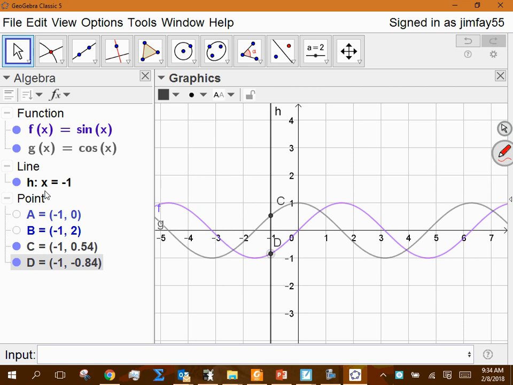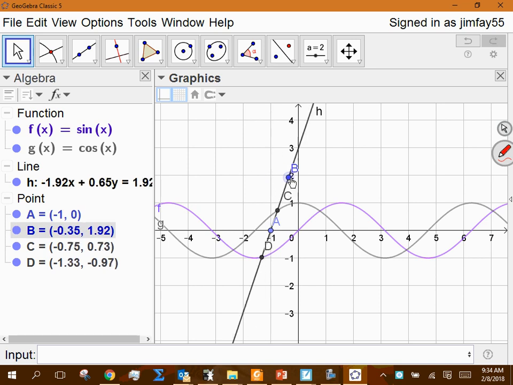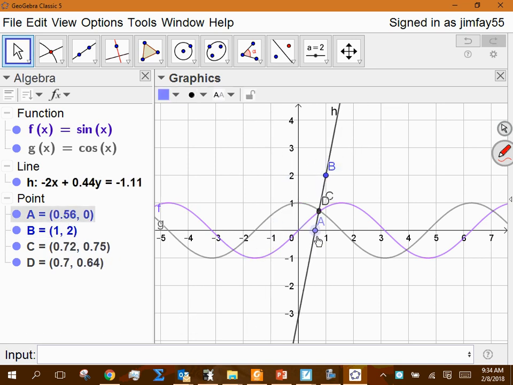Okay. Let's go over here. Let's say that x is at. I'm going to move this point. Maybe use that one. I'll move both of them. Okay, hold on.